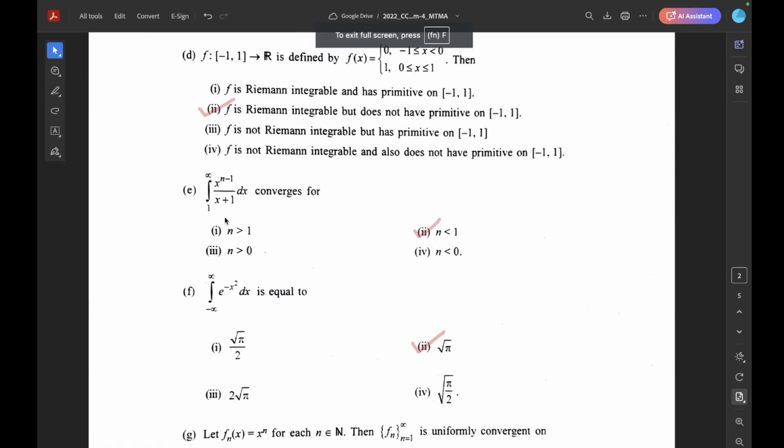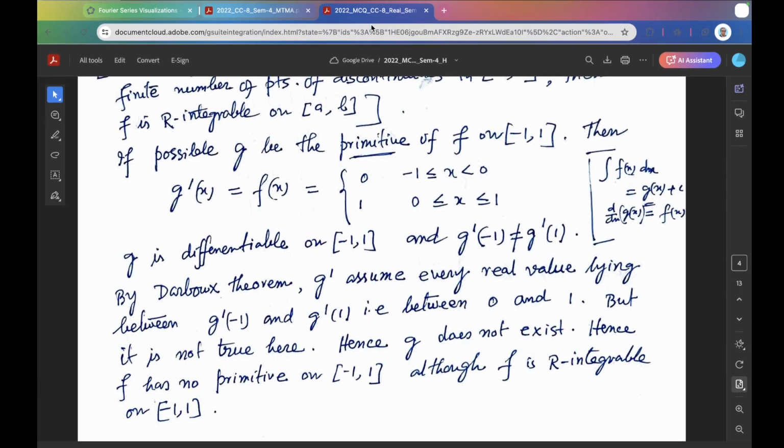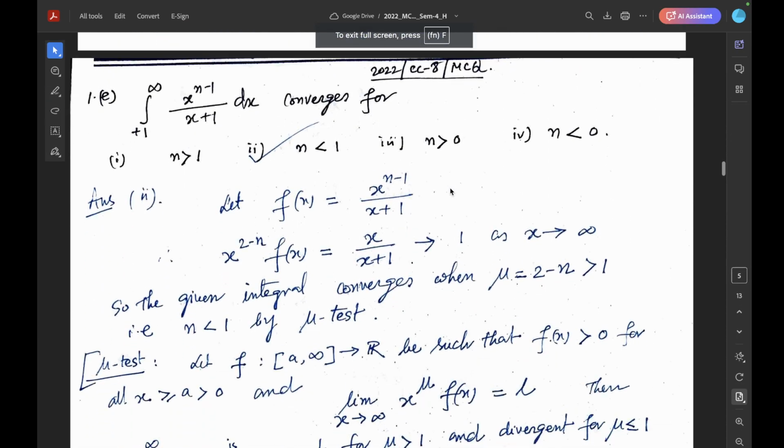Question E, improper integral from 1 to infinity of x to the power n minus 1 by x plus 1 dx converges. Correct option is 2, n is less than 1. Let f(x) equal to x to the power n minus 1 by x plus 1. Now x to the power 2 minus n into f(x) is equal to x by x plus 1.